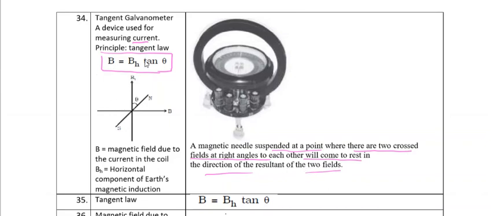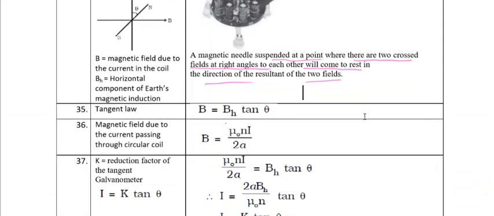So it means tangent law, that is the tan of deflection angle, that is tan theta, is the ratio between B and BH. So the tangent law, simply it can be mathematically represented as B is equal to BH tan theta. That's all. So it means the magnetic field due to the current passing through the circular coil, that we already know, B is equal to mu 0 Ni divided by 2A, right? Where K is the reduction factor.